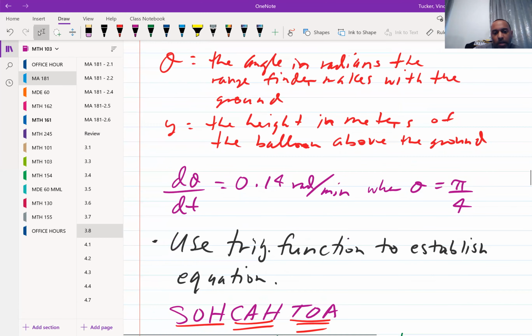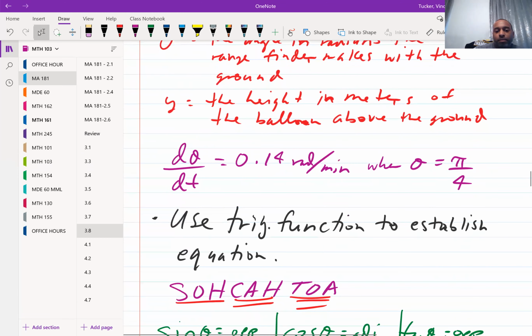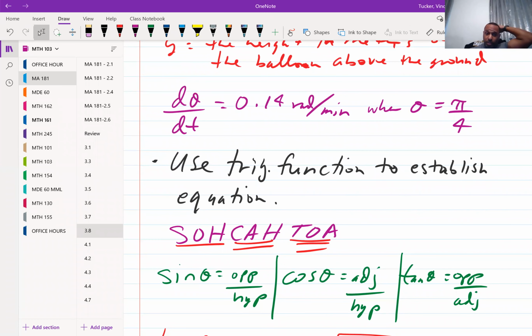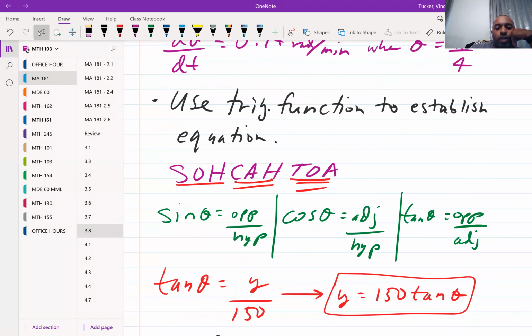All right. So if you go back to SOHCAHTOA, that's one way to remember the relationships. Sine is opposite over hypotenuse, cosine adjacent over hypotenuse, and tangent is opposite over adjacent. We're talking about the sides. All right, so the best look for us will be tangent.